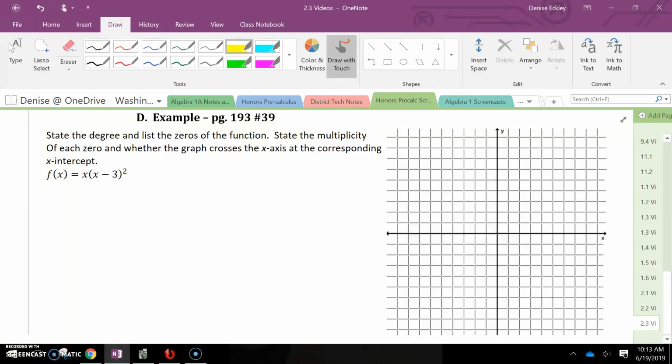What we want to notice here is that we have a binomial squared, which will give us a second degree. Then we're multiplying it times x, which will give us a third degree. So our degree is 3, and that is an odd number. So what we know right away is that our end behavior is going to be like this. So we have an end behavior.